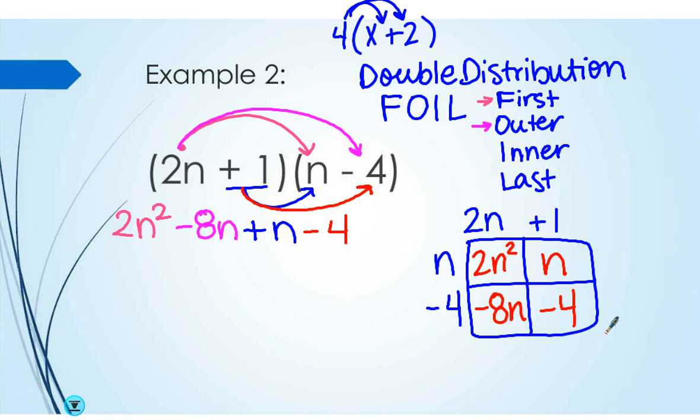Now in this step, we can go one step further by combining like terms. 99% of the time, these two middle terms are going to combine together. So we get 2n squared, a -8 and a +1 is going to become a -7n minus 4.